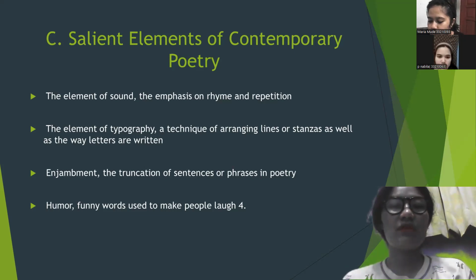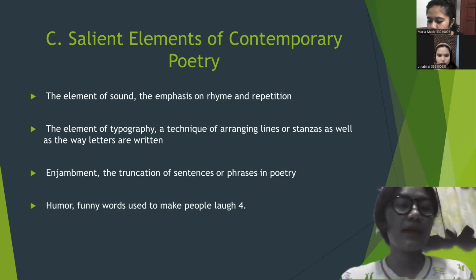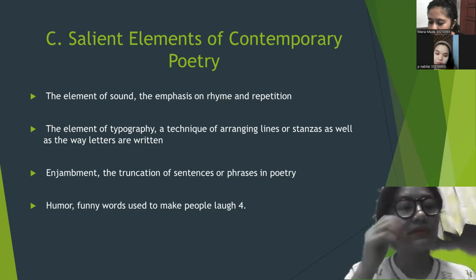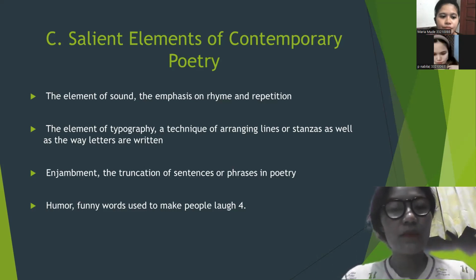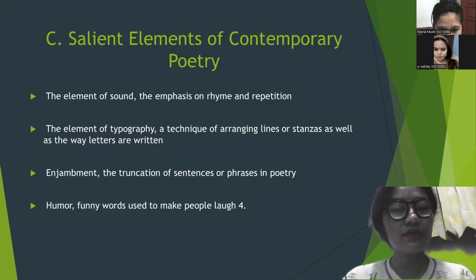Salient elements of contemporary poetry. The element of sound: the emphasis of rhyme and repetition. The element of typography: a technique of arranging lines and stanzas as well as the way letters are written. Enjambment: the transition of a sentence in poetry. Humor: funny words used to make people laugh.